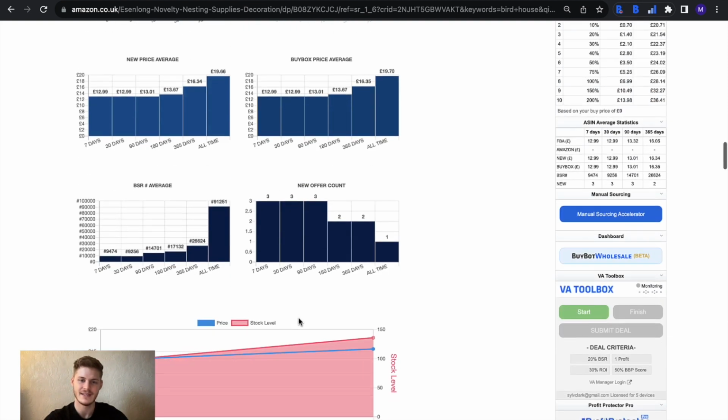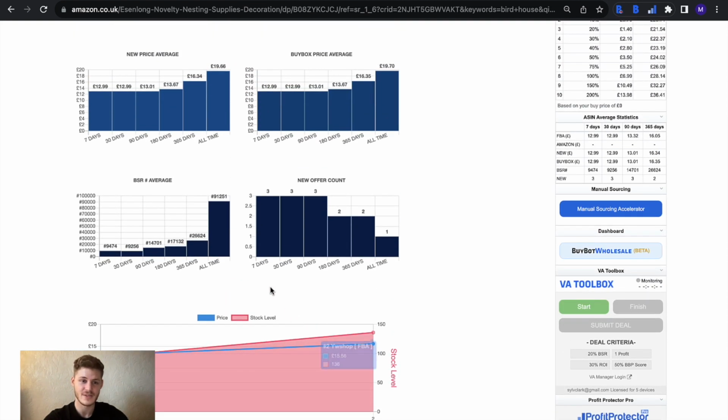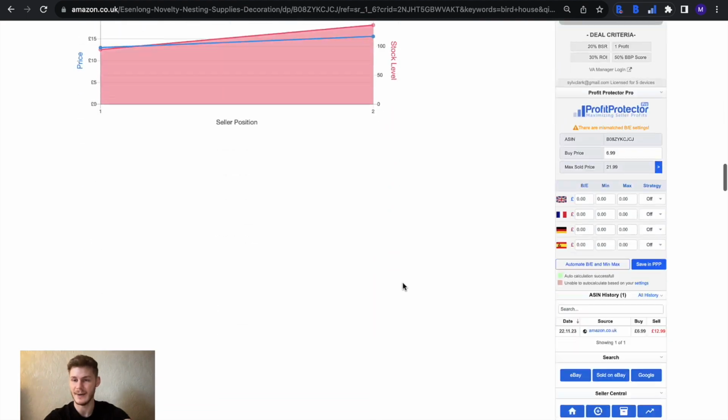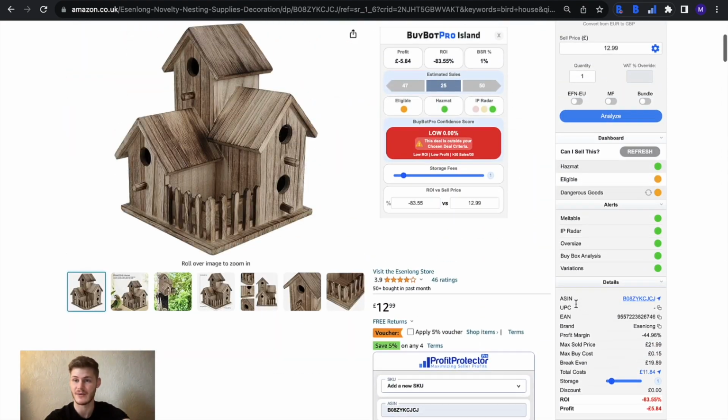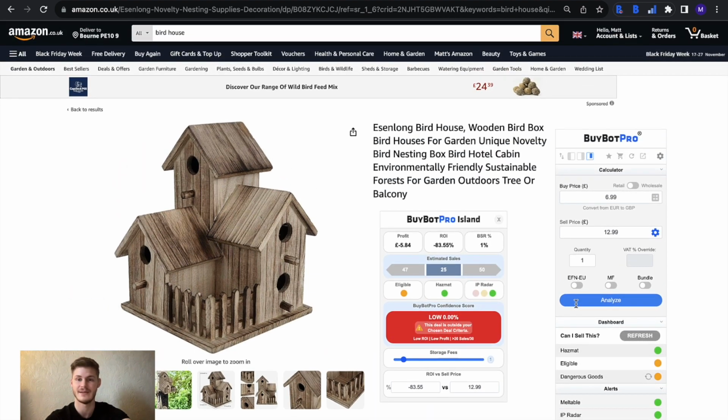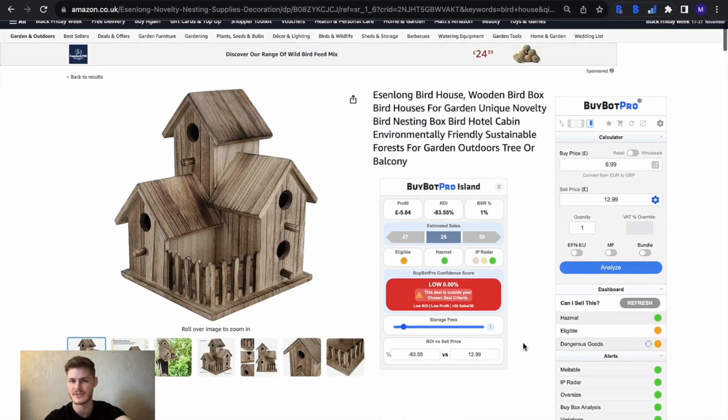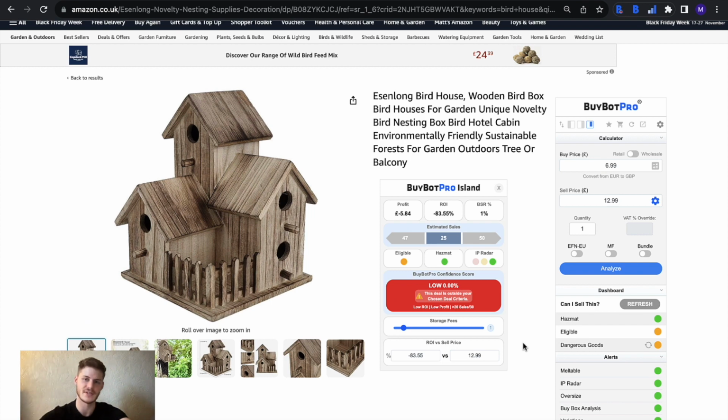We can see as well that whilst the BSR has gotten better, it's also gotten cheaper. So these two things correlate, and so those are just some of the things that I would advise to look at on an item that does flash up with a red confidence score, just to do your own due diligence, to check through BuyBotPro to basically ensure that you want to skip this deal.